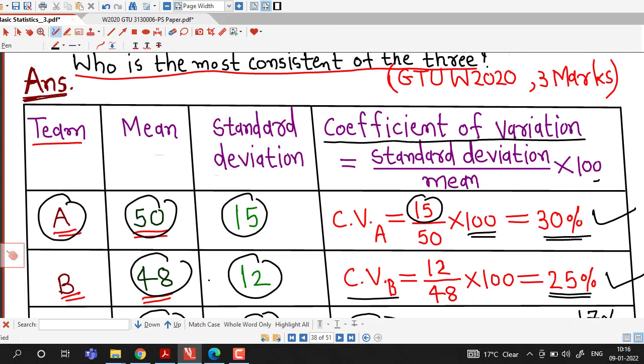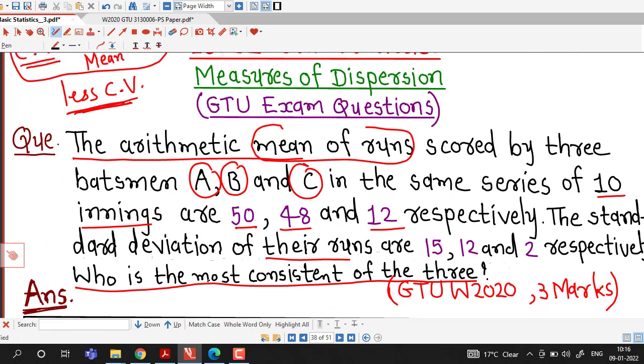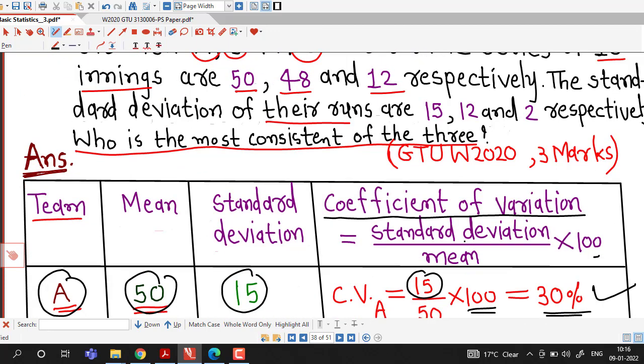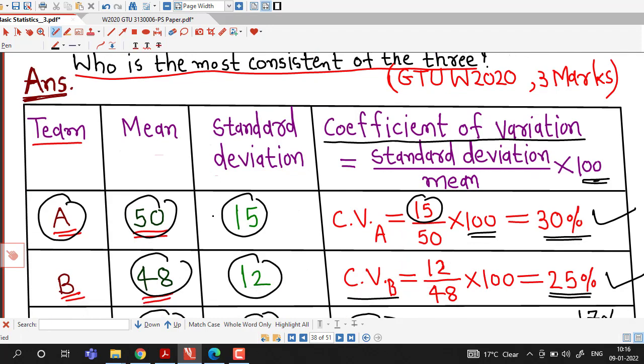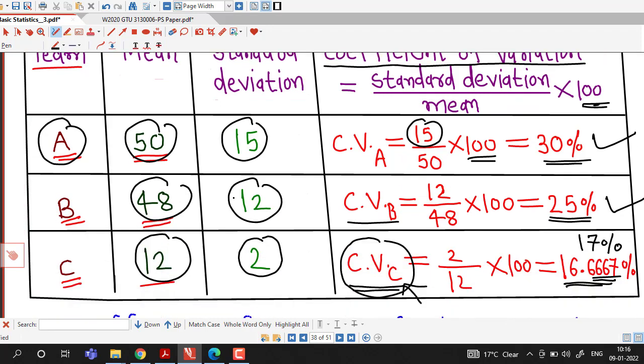So this is a very easy question. We just have to remember this formula: coefficient of variation is given by standard deviation divided by mean into 100. Here we are given standard deviation and mean for each batsman. So we just have to compute the coefficient of variations. And batsman C has coefficient of variation as 17%, that is smaller than these two. Therefore, batsman C is more consistent.